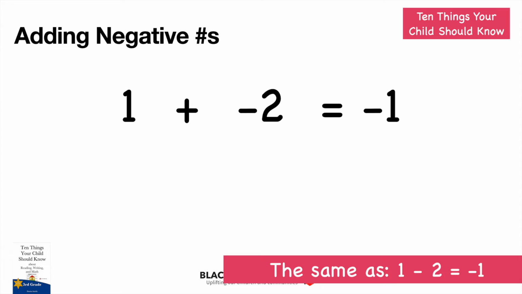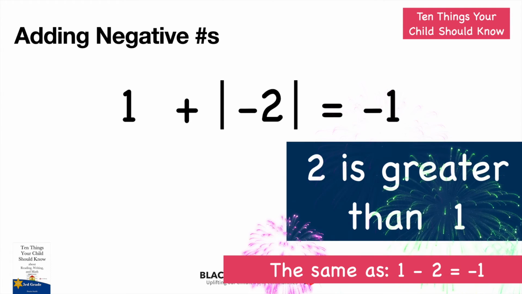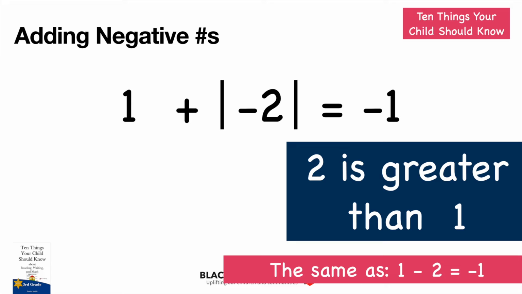When you look at a problem like this, we already know from our previous exercise and previous video that when you add a negative, it's the same thing as subtracting a positive. So 1 plus negative 2 is the same as 1 minus 2. If I look at this straightforwardly, I would look at the absolute value of negative 2, and I know that the absolute value of negative 2 is greater than the absolute value of 1.